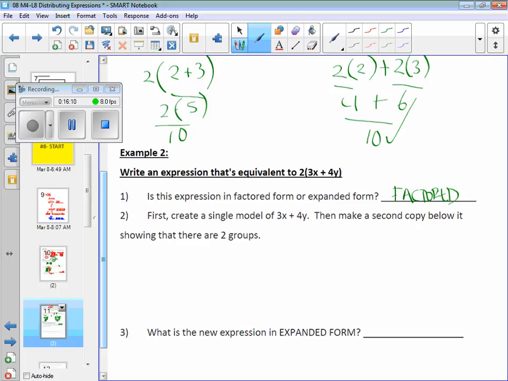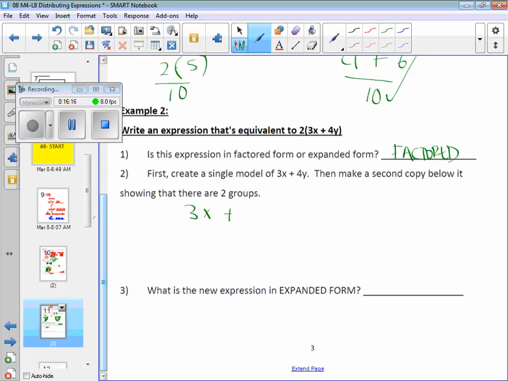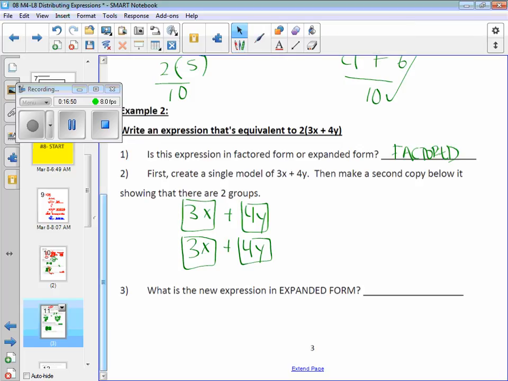We're going to model it by making a box for 3x and a box for 4y. How many groups are there of that? Look outside the parentheses because that'll tell you. Okay, so let's make another set of 3x plus 4y. Again, when you do this, keep all of your x's lined up nice. Keep all of your y's lined up nice. Make a column.